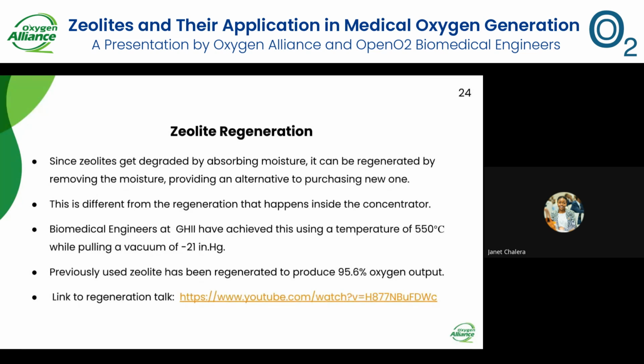Biomedical engineers at GHII have actually achieved this using a temperature of 550 degrees Celsius while pulling a vacuum of negative 21 inches of mercury. With these parameters, previously used zeolite can actually be regenerated to produce a 95.6 oxygen output.